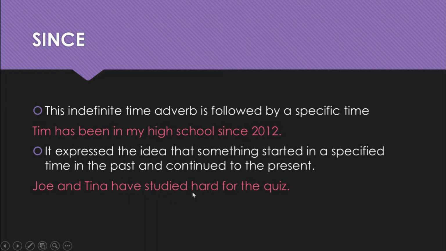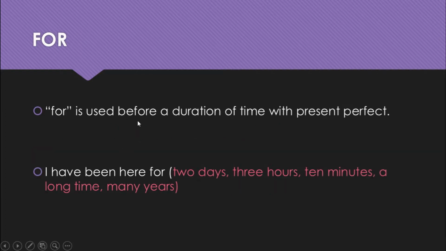Look at this one. Joe and Tina have studied hard for the quiz. So from some time in the past, when the teacher tells them you are going to have a quiz, they have started studying until the present. And the impact of their study is still there, right? They have knowledge for the quiz. What about for? For is used before a duration of time, right?